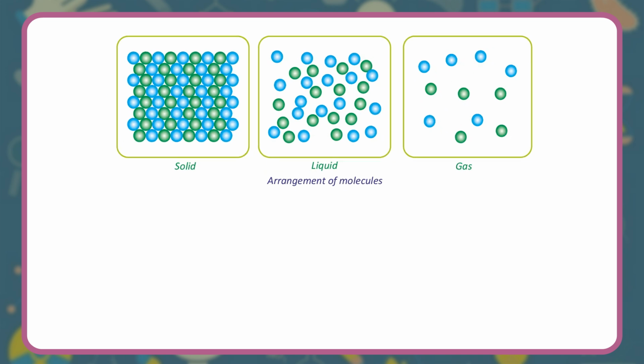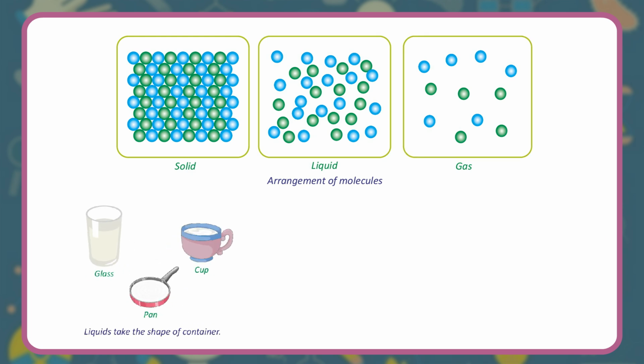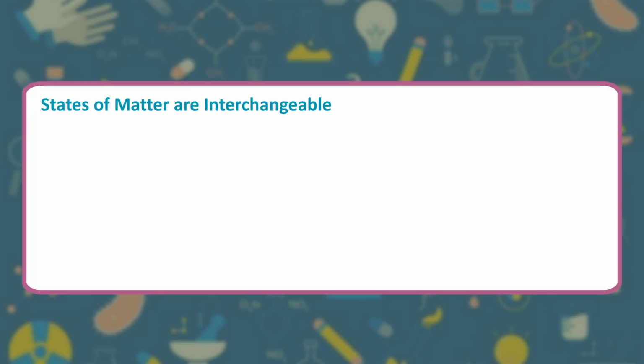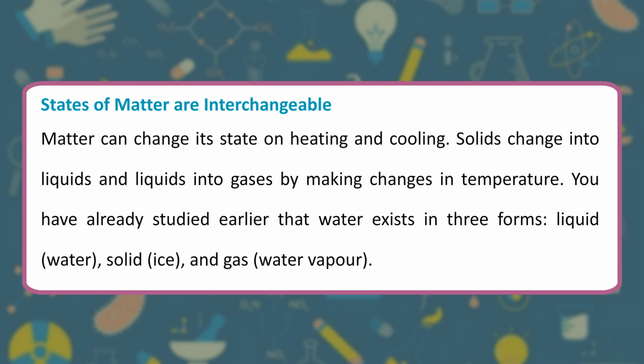Arrangement of molecules: solid, liquid, gas. Liquids take the shape of the container. Gases have no definite shape or volume. States of matter are interchangeable. Matter can change its state on heating and cooling. Solids change into liquids and liquids into gases by making changes in temperature.